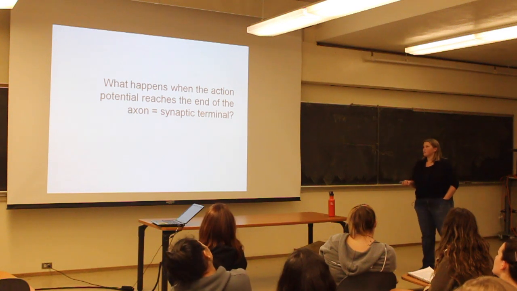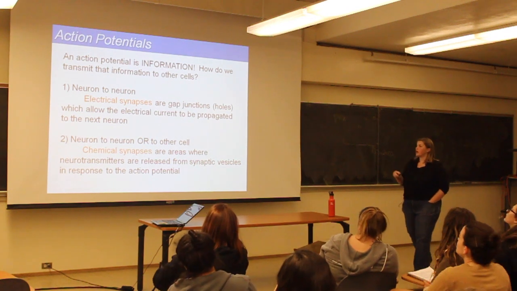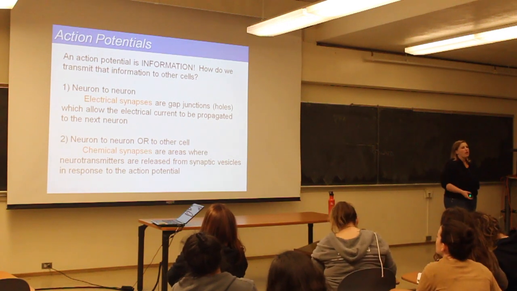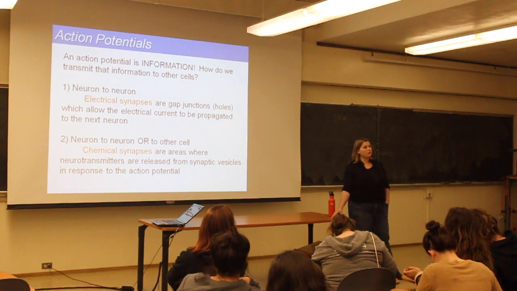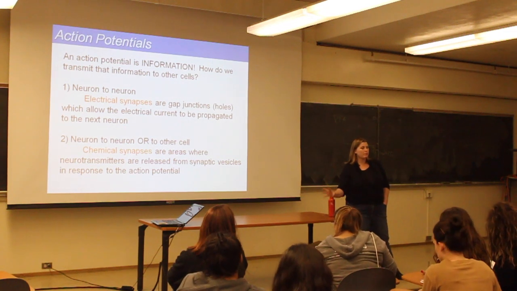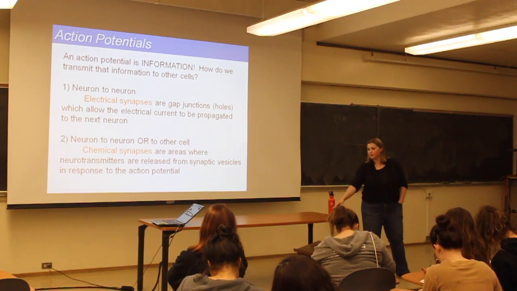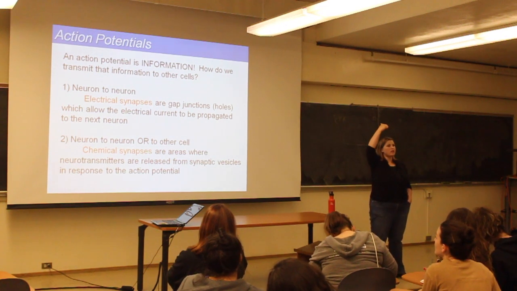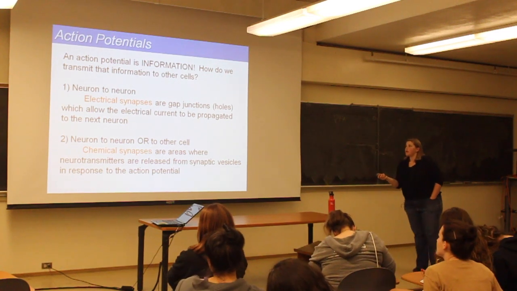Okay, so what happens when the action potential actually gets to the end of the axon in the synaptic terminal? Well, there are a couple of different things that can happen. Remember, an action potential is information, right? If I have touched the table hard enough, it's going to convey information in the form of an action potential to my brain that I am touching an object, because the mechanoreceptors in the tips of my fingers have been disrupted enough to send the signal from my hand on the table to my brain. My brain will then take that input and decide what to do with it, okay? So an action potential is information.